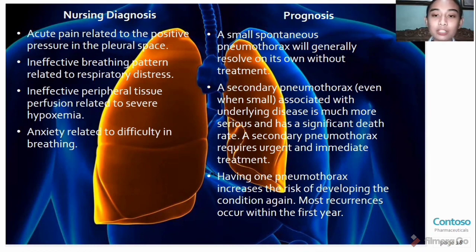Prognosis: a small spontaneous pneumothorax may generally resolve on its own without treatment. A secondary pneumothorax, even when small, associated with underlying disease, is much more serious and has a significant death rate. A secondary pneumothorax requires urgent and immediate treatment. Having one pneumothorax increases the risk of developing the condition again. Most recurrences occur within the first year.